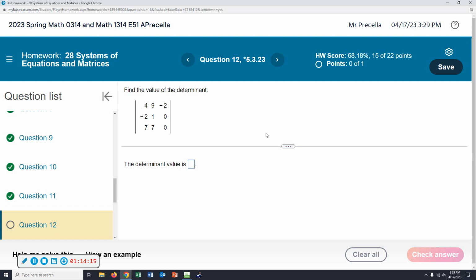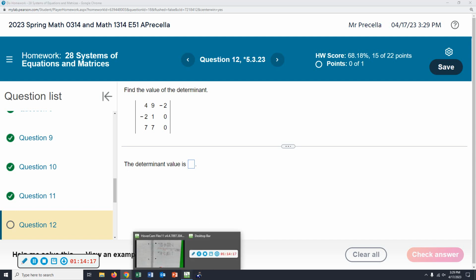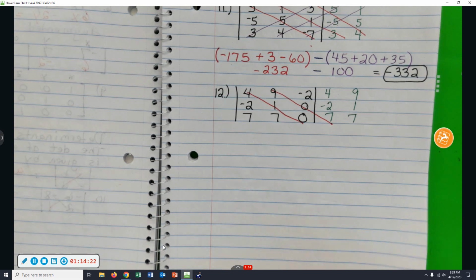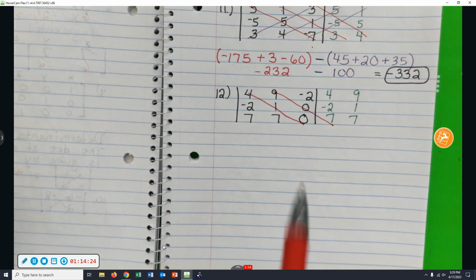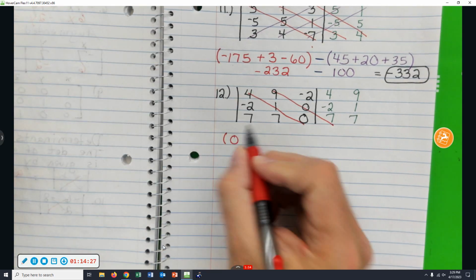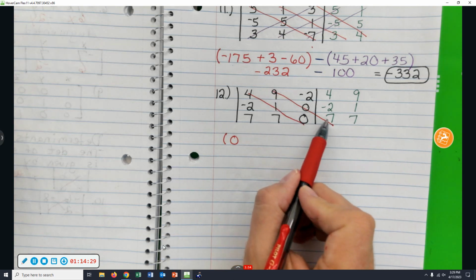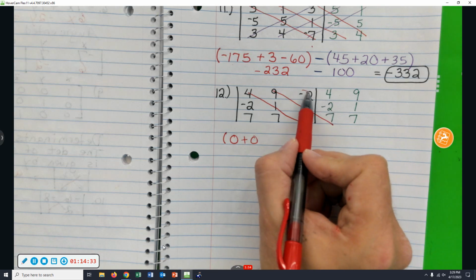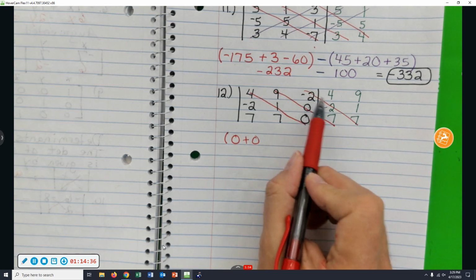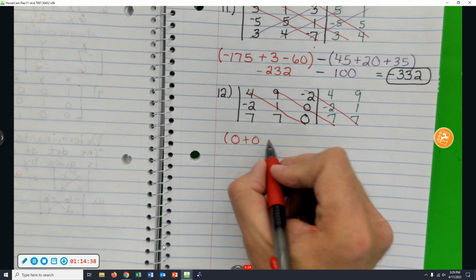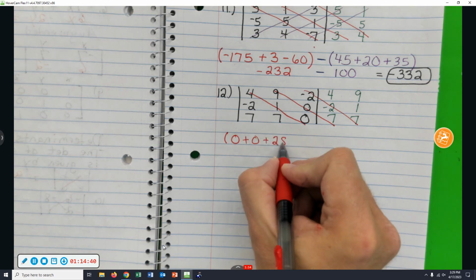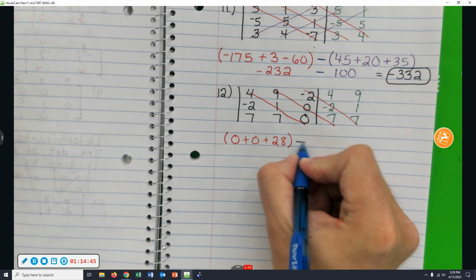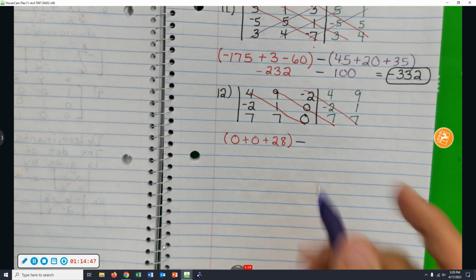Oh, wait. Sorry. Okay. Make sure you're starting. Okay, so the first red number is 0. What about the second red number? Oh, I like the ones where there's a lot of zeros. And 28, negative 2 times negative 2 times 7. Positive 28. There's always a minus in between the parentheses.